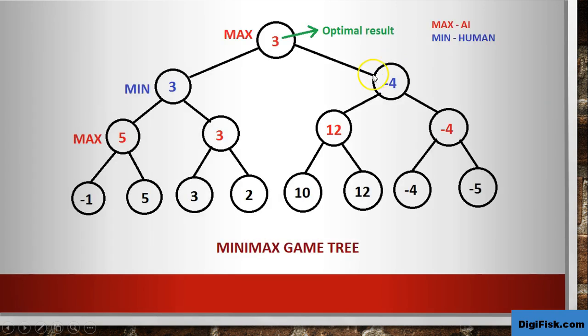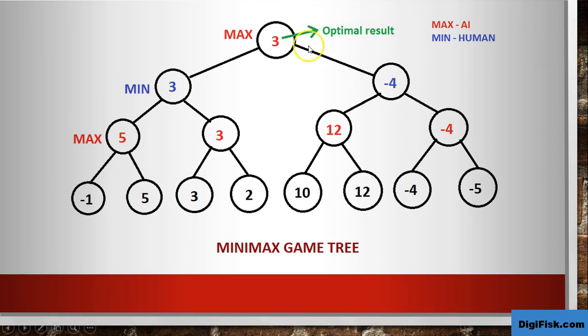And finally, we need to choose a value for the root node, and it is going to be a maximizing value. So 3 and -4, it's going to be 3 because the maximum is 3. So great, now we have the optimum result.